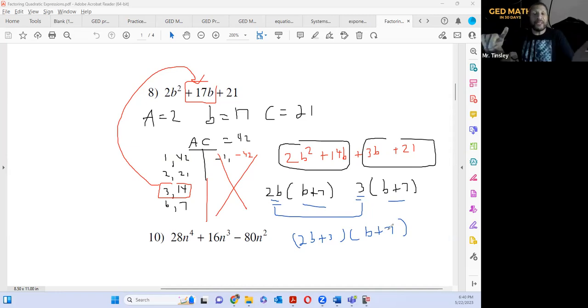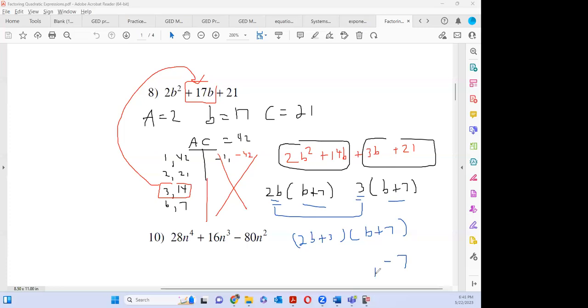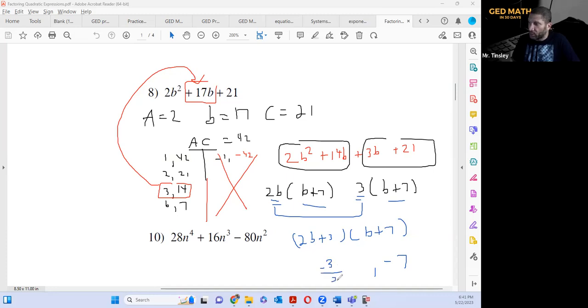Okay, so I'm going to make this even more difficult. Well, Mr. Tinsley, what if they said solve it? What if I got something crazy like this? I know that the opposite of +7 is -7. That's easy. But what if I get 2B plus 3? You're going to do the same exact thing. The opposite of +3 is -3, and then you put it over the coefficient 2. So your two answers are -3/2 and -7.